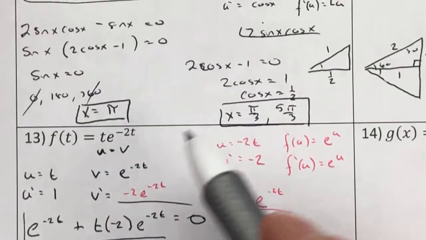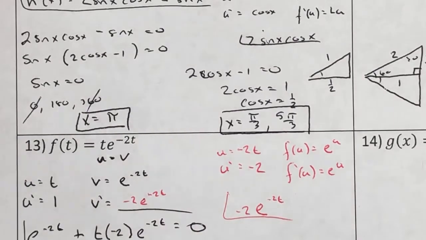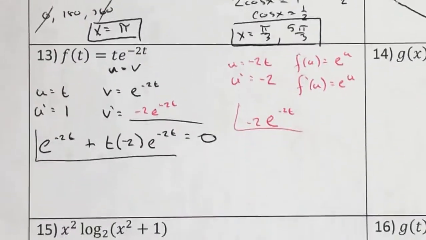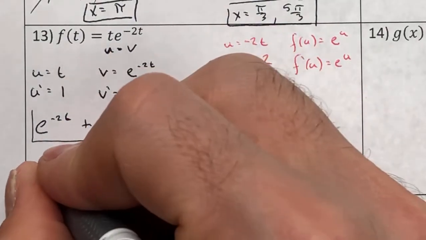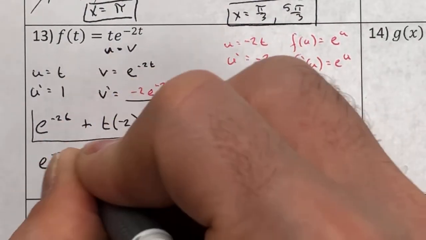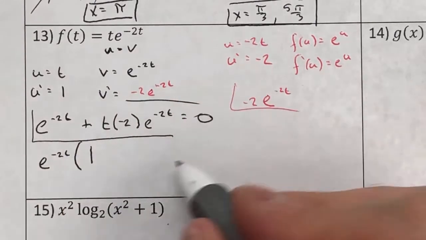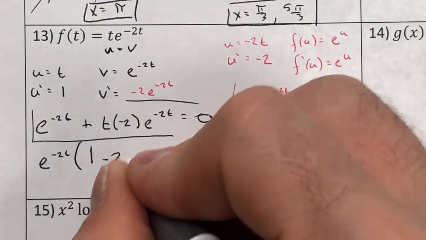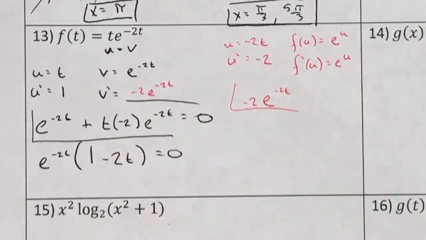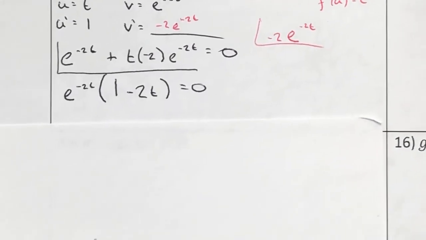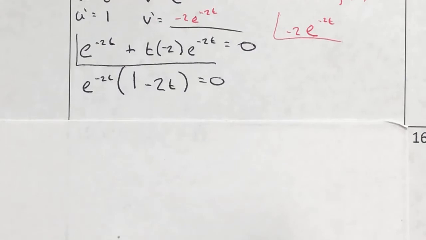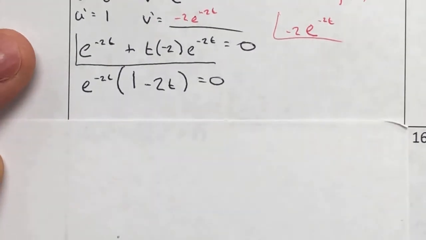Just like before with my sine and cosine, where I factored out a sine function, here I'm going to factor out an e to the negative 2t. So e to the negative 2t is factored out of 1 minus 2t, which means I have two values that I'm going to set equal to 0. Again, I'm going to bust out a little extra paper here, just to give us some more room to work with. Let's zoom out just a tad.